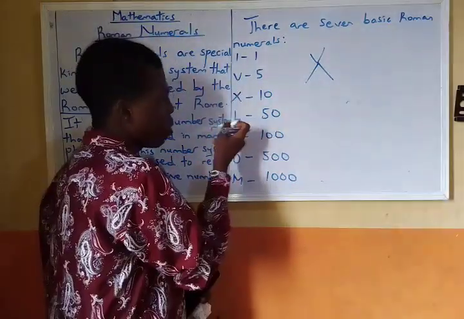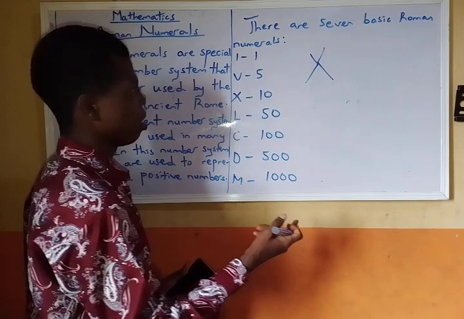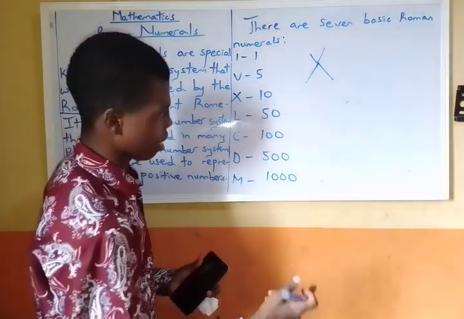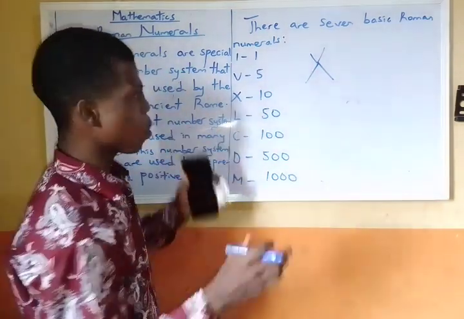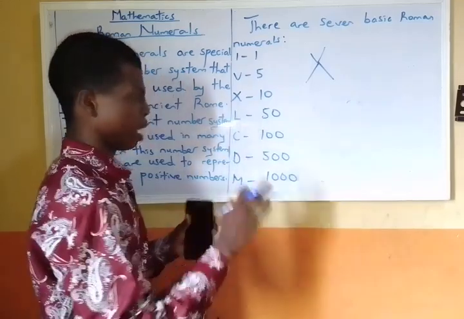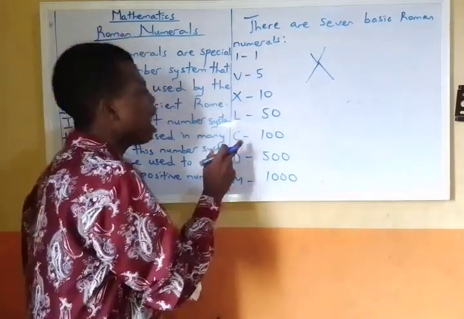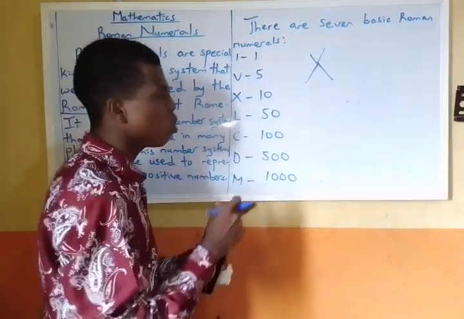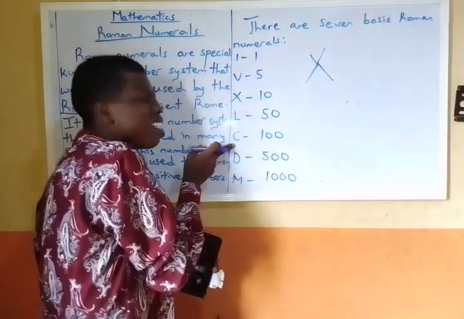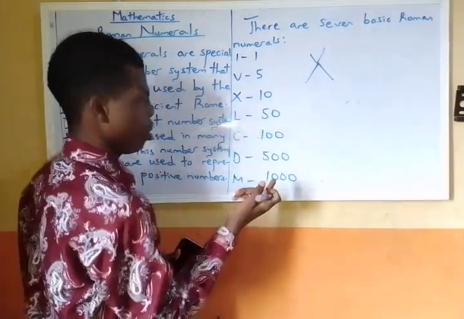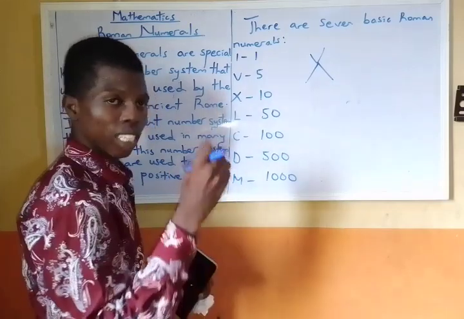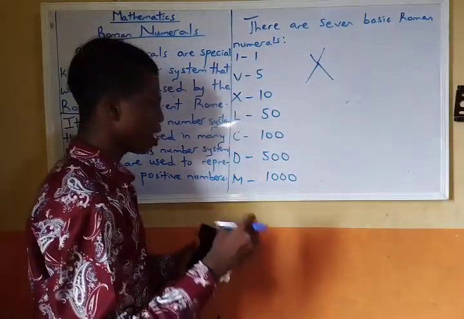Good. Now you can remember that L is 50. L is 50. Don't forget that now. I'm trying to look for a way to make this L simple, but I have not been able to get that already. Okay. Now, a century is 100 years, so you can remember C is 100. Do you get that now? C is 100.